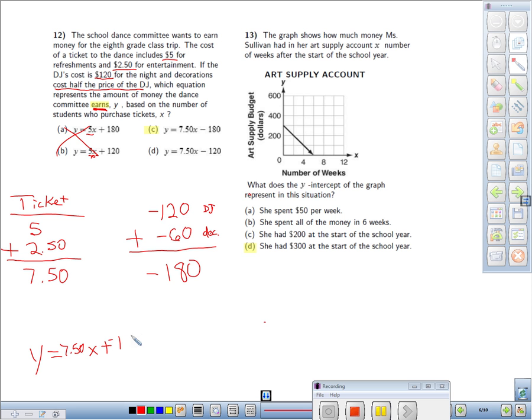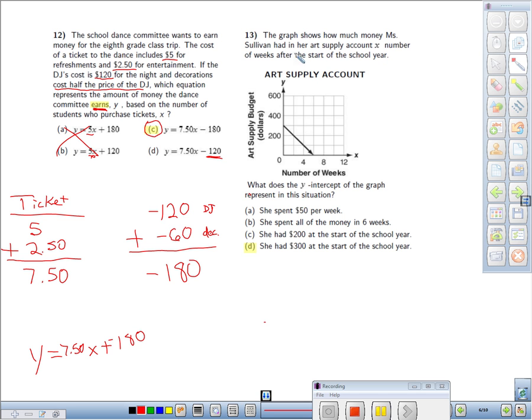So this is what the equation should look like. $7.50 per ticket plus the negative $180 they've got to pay up front for the DJ and the decorations. C is the only option that works. Notice D only accounts for the DJ, not for the decorations. A big problem. All right, let's take a look at number 13.